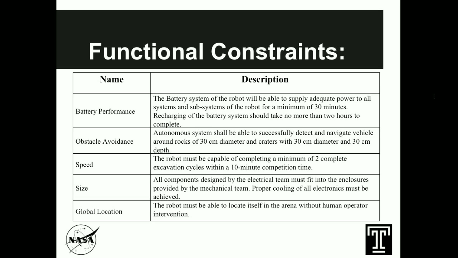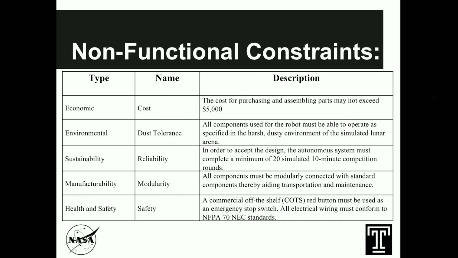Our size constraints are such that we need to fit all of our components into the size constraints provided to us by the mechanical team. And our final technical constraint is that the robot has to be able to locate itself within the arena. We need to have a global location of where we are.